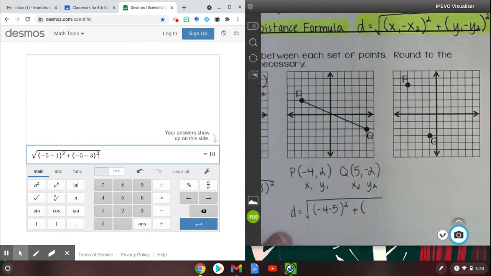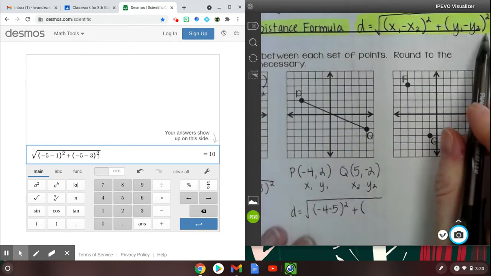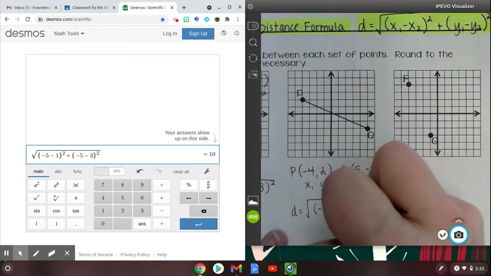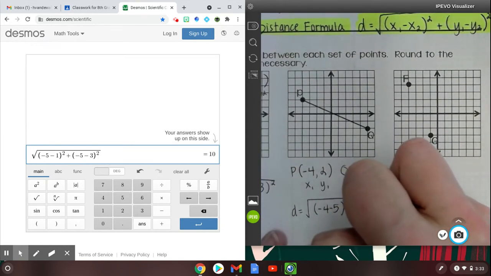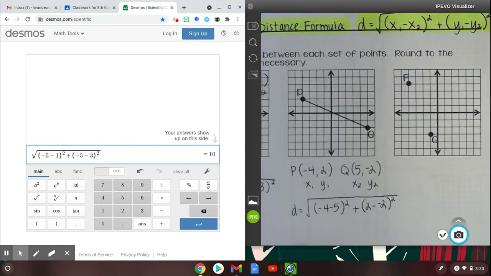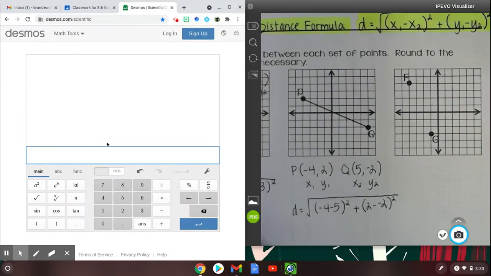And then plus, I'm going to do y1 minus y2, so 2 minus a -2. Be careful with that. And that's going to be squared. My square root bar goes over all of that. Now I'm going to try that in Desmos here.